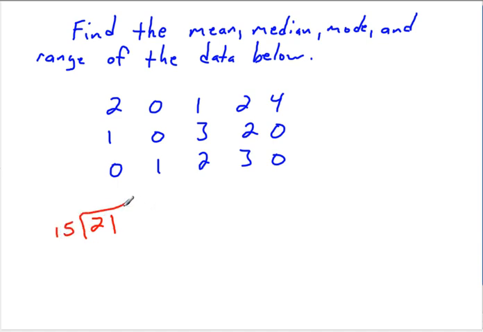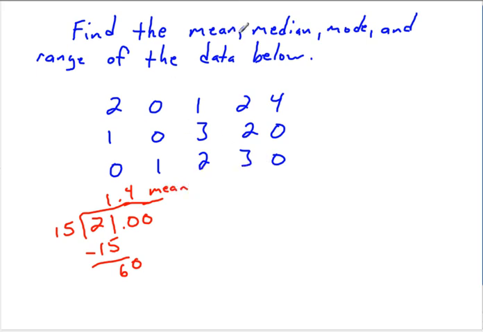So we had 15 pieces. This is not going to go in evenly, so I'm going to put a couple zeros here. So 15 goes into 21 one time, and 60. Okay, I guess I didn't need that many zeros because that went in evenly right there. So 1.4 is the mean or average.